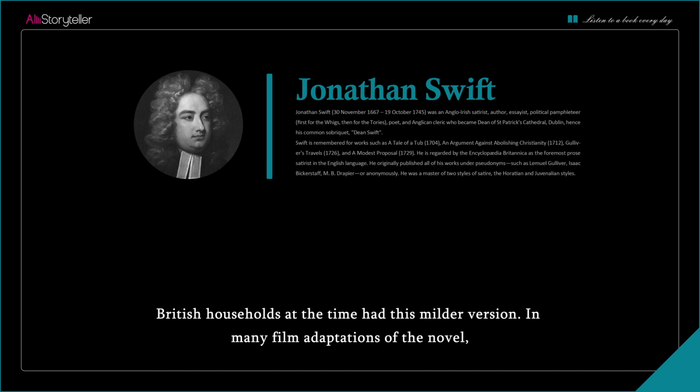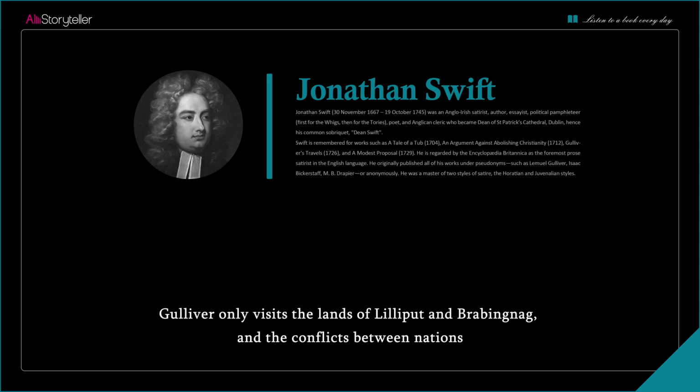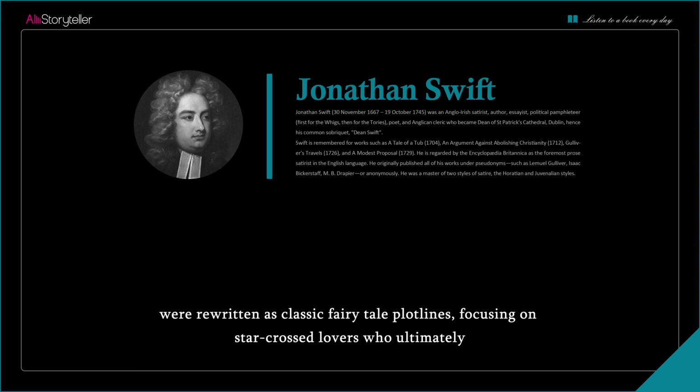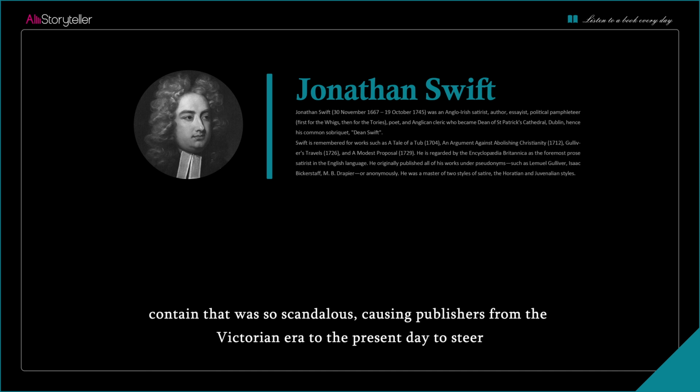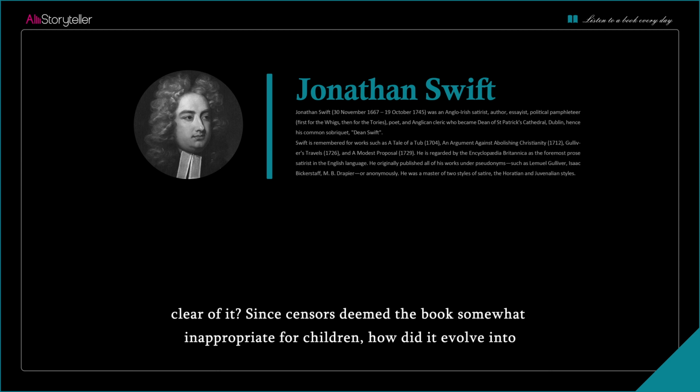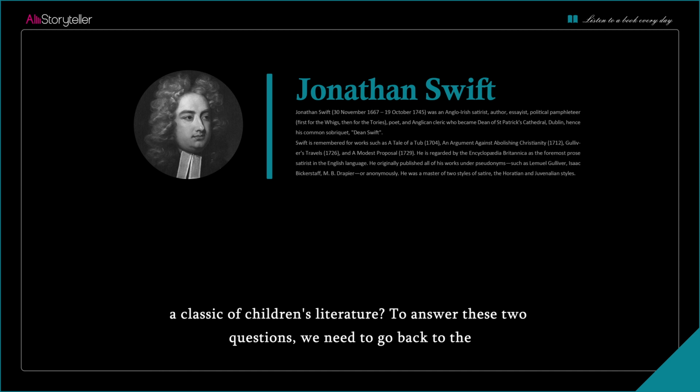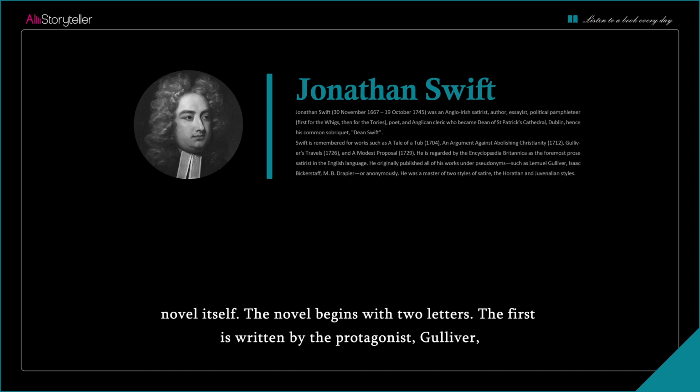In many film adaptations of the novel, Gulliver only visits the lands of Lilliput and Brobdingnag, and the conflicts between nations were rewritten as classic fairy tale plotlines, focusing on star-crossed lovers who ultimately find happiness with the help of benevolent outsiders. So, what exactly did Swift's novel contain that was so scandalous, causing publishers from the Victorian era to the present day to steer clear of it? Since censors deemed the book somewhat inappropriate for children, how did it evolve into a classic of children's literature? To answer these two questions, we need to go back to the novel itself.